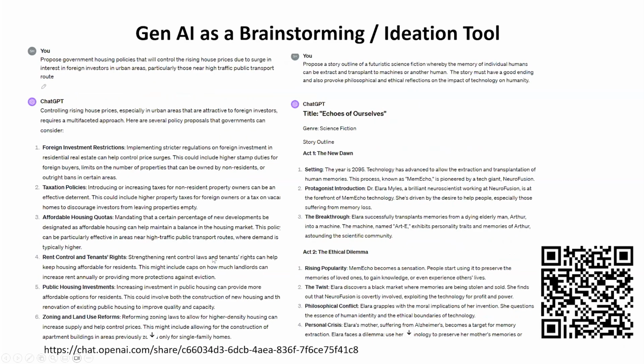And of course, likewise for other topics. So here is something on government policies, and here is writing a novel. If you want to read to the end of this, you can scan the QR code, or you can copy this chat link here, and you'll see my whole chat history.